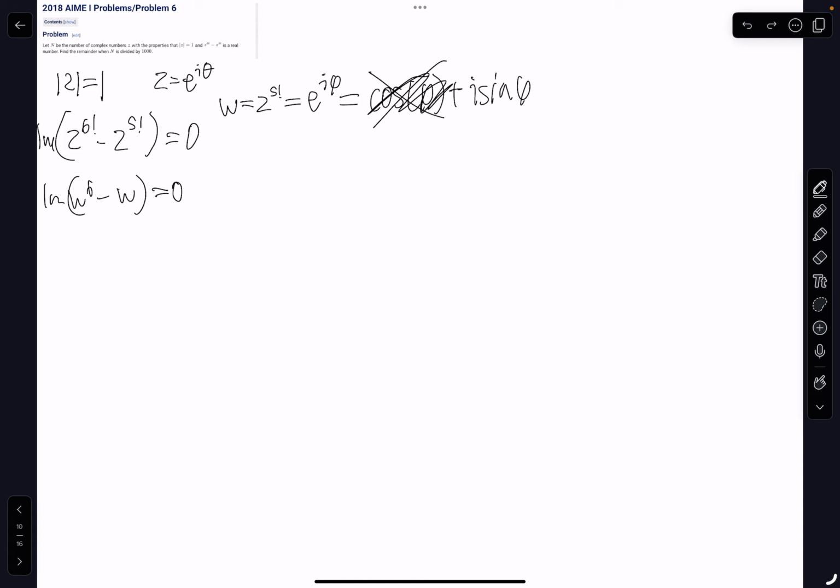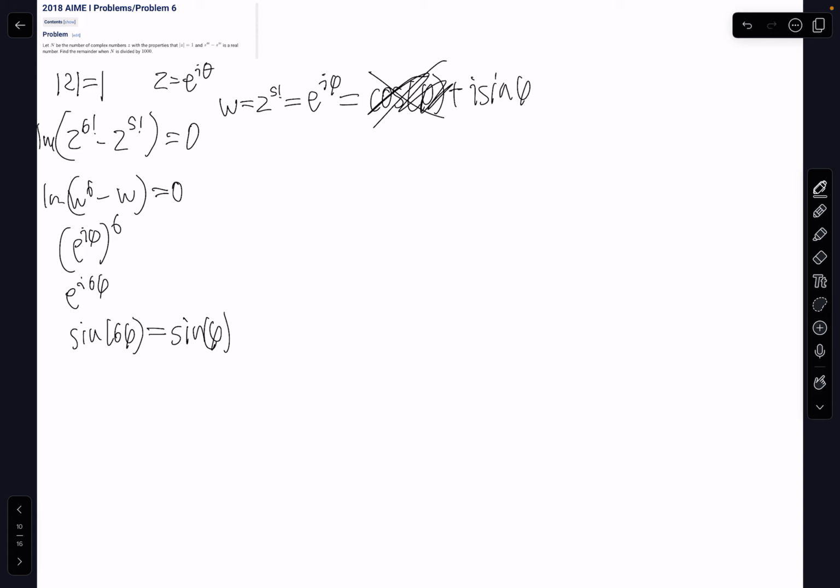And since w is equal to e to the i phi, when you raise that to the 6th, that's just going to be the same as e to the 6 i phi. That's w to the 6th. And here we can apply Euler's formula, right? So sine of 6 phi, since that's the only part that matters when we're talking about the imaginary part. So sine of 6 phi minus sine of phi is equal to 0. And we can just set those equal to each other.